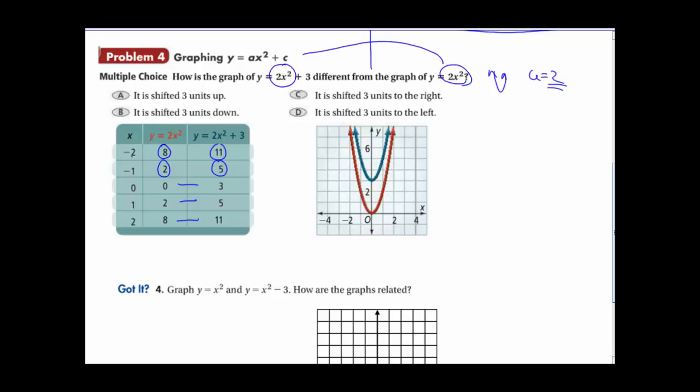So what's happened to this graph? The first one, which is the red, was the original 2x squared. The blue one basically has the same shape, it is just shifted. In other words, if we look at the vertex, the vertex has shifted 3 units up. So that is A: the graph is shifted 3 units up.